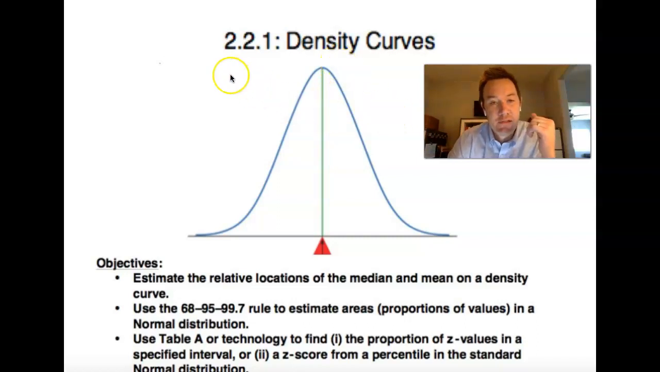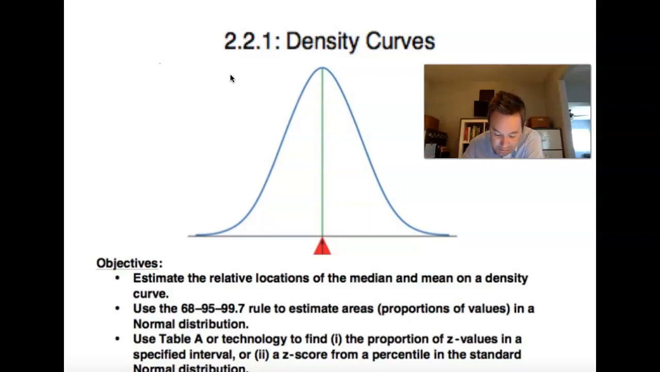Okay, section 2.2.1, we're going to talk about density curves. Take a look at the objectives. So we're going to estimate the relative locations of median and mean on a density curve. We'll use the 68, 95, 99.7 rule to estimate areas in a normal distribution.